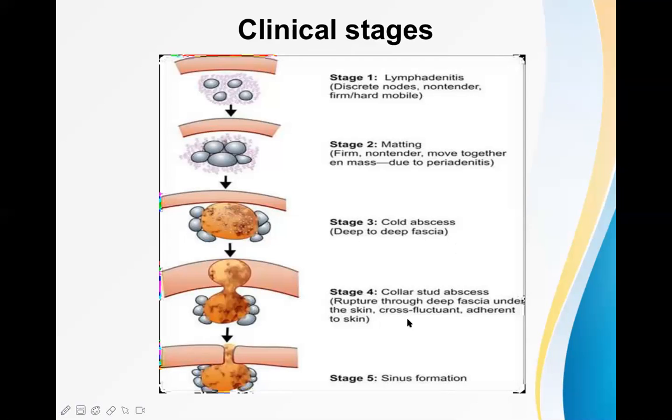Now what happens is a part of the abscess is coming upwards, and a part of the abscess cavity is still lying deeper to the deep fascia, and this is known as collar stud abscess. This typical appearance is called collar stud abscess. It has ruptured superficially through the deep fascia. One part is present superficial to the deep fascia, and another part is present still deeper to the deep fascia. Collar stud abscess. This is a very important one.